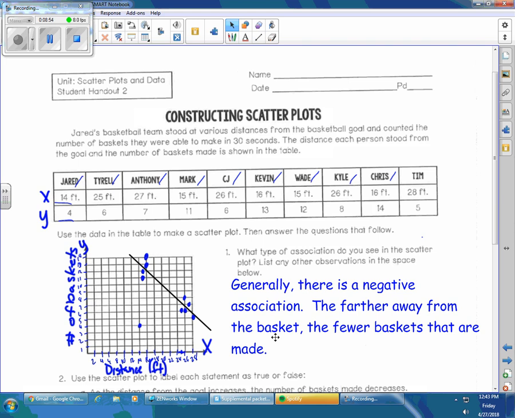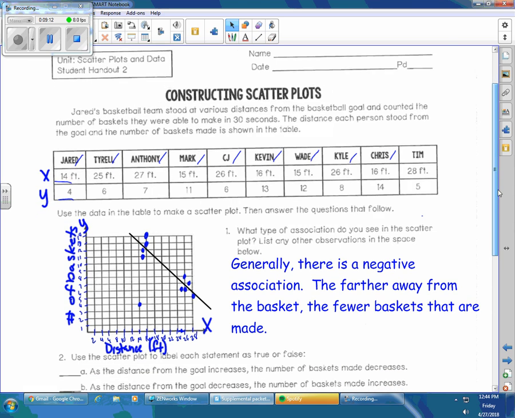So generally speaking, there's a negative association. The farther away you are from the basket, the fewer baskets that you're going to be able to make. And if I draw a line through here, you'll see that the line is going down when it goes from left to right. Now, there is this one piece of data that doesn't seem to fit with the rest, and that's what we're going to talk about in just a few minutes.